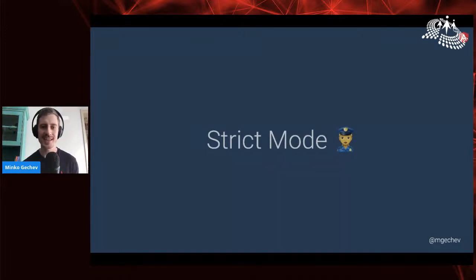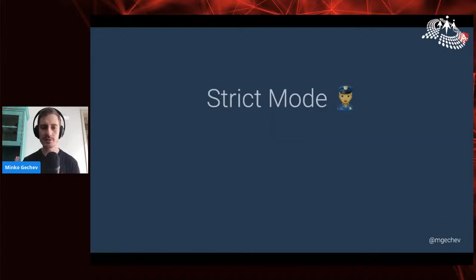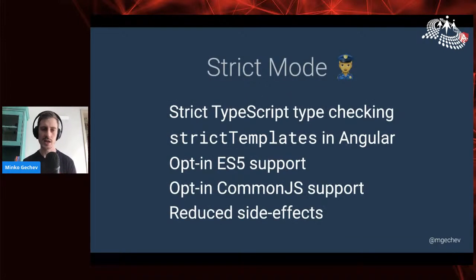Now let us talk about Angular strict mode. The strict mode in Angular CLI version 10 is just a flag. It allows you to build applications with a stricter configuration. This stricter configuration pretty much enables stricter type checking, which helps you to catch more issues ahead of time. It enables stricter type checking for Angular templates as well.